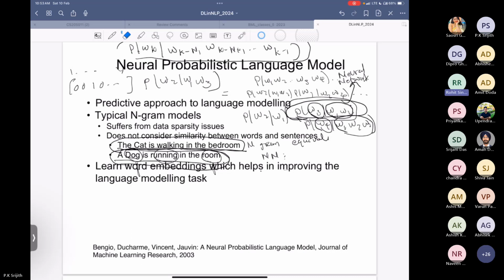And will it ensure semantic or syntactic structure? Syntactic structure is ensured through these probabilities that you are learning, right? You're learning these conditional probabilities, W_K conditioned on the previous K words. So that ensures this syntactic structure. And the semantics, to some extent, is captured through the vector representation of the words.